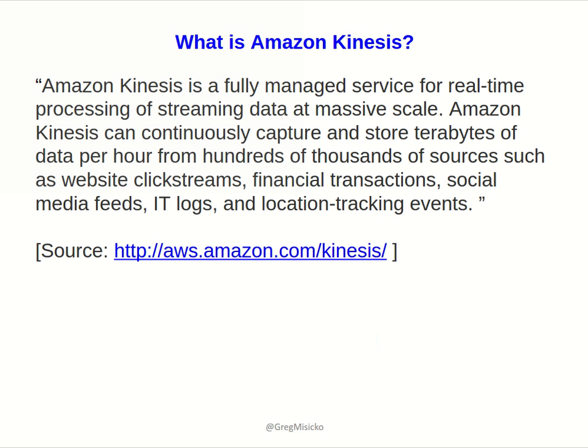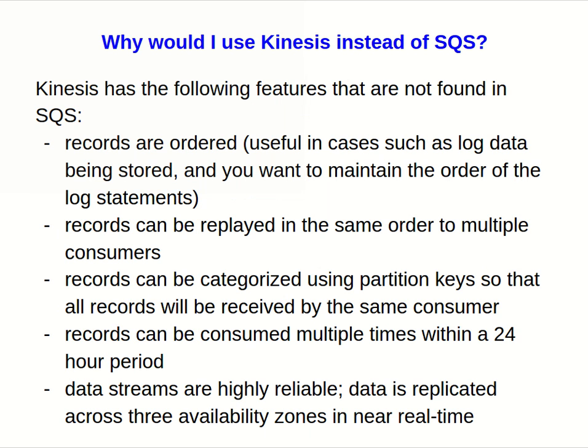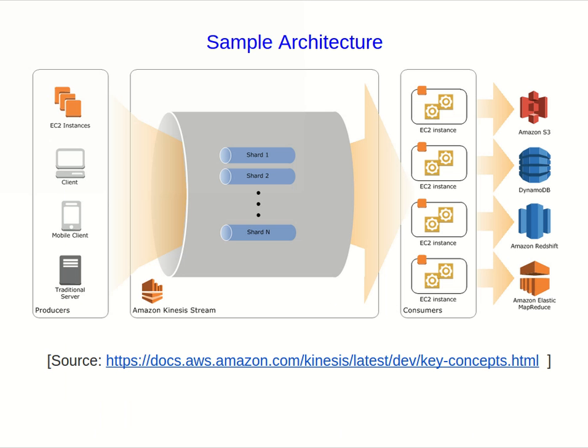Amazon Kinesis is essentially a messaging service like SQS, but it specializes in serving massive amounts of data with very high reliability. You'd use Kinesis instead of SQS if you needed to be able to reorder records in the same order they were received in, if you needed to consume them multiple times using various consumers, and you required them to be highly available and near real time.